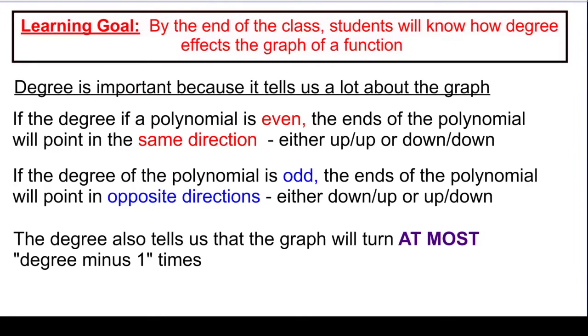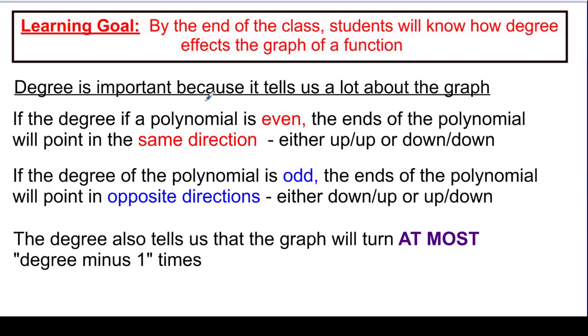Okay, so here's the question: why do we care about this? We care about the degree of the polynomial because it's going to tell us a lot about what the graph looks like. It tells us really 2 distinct things. These first 2 are giving you what the degree tells us about what we call end behavior, right?